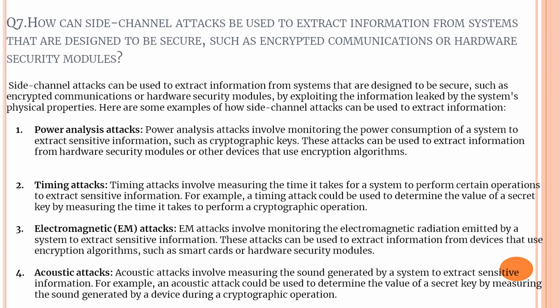The answer says, side channel attacks can be used to extract information from systems that are designed to be secure, such as encrypted communication or hardware security modules, by exploiting the information leaked by the system's physical properties. Here are some examples of how side channel attacks can be used to extract information.